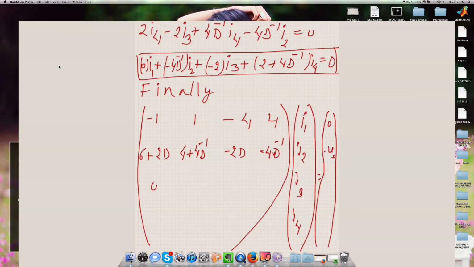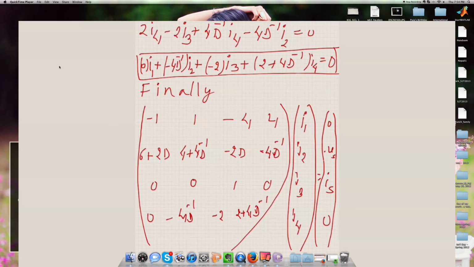Then 0, 0, 1, 0 is I S. Then 0, minus 4 D minus 1, minus 2, 2 plus 4 D minus 1, becomes 0. There you go. So this is the matrix equation.